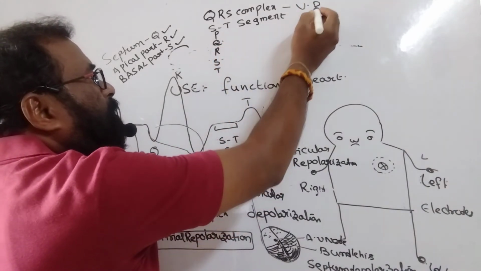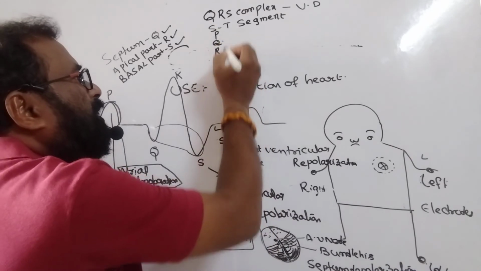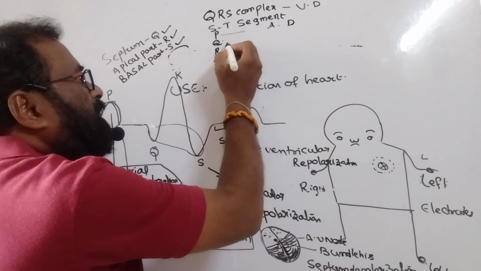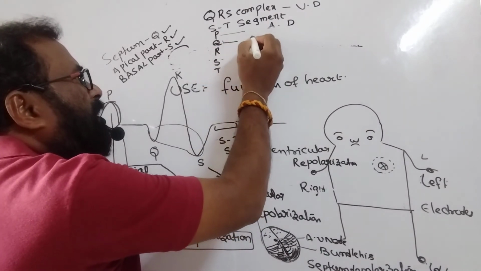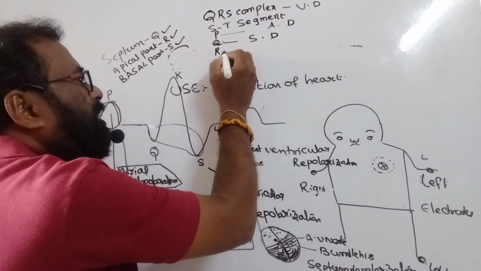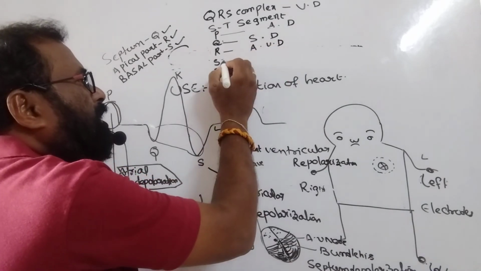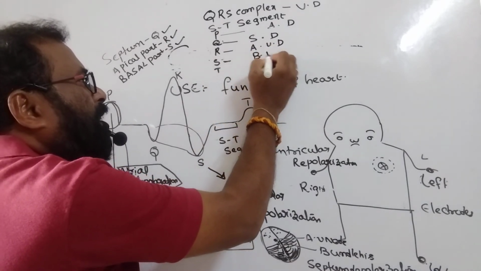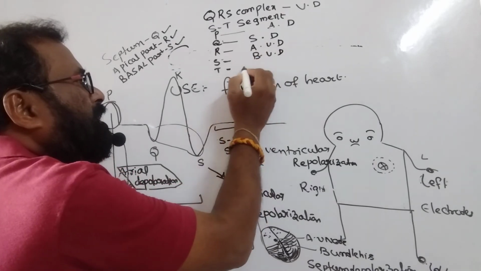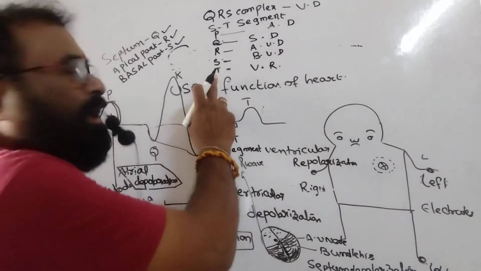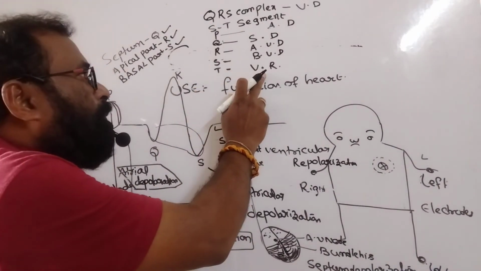The QRS complex explains ventricular depolarization. The P wave is atrial depolarization. The Q wave is septal depolarization. The R wave indicates apical ventricular depolarization. The S wave is basal ventricular depolarization. The T wave indicates ventricular repolarization.